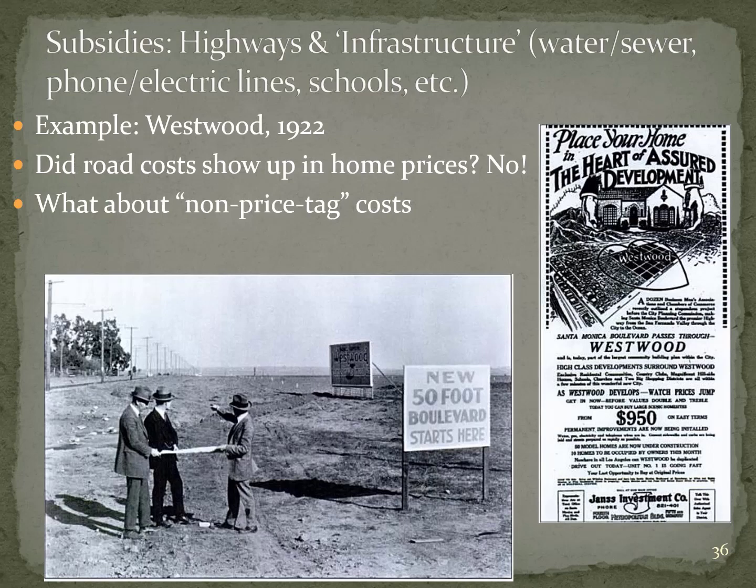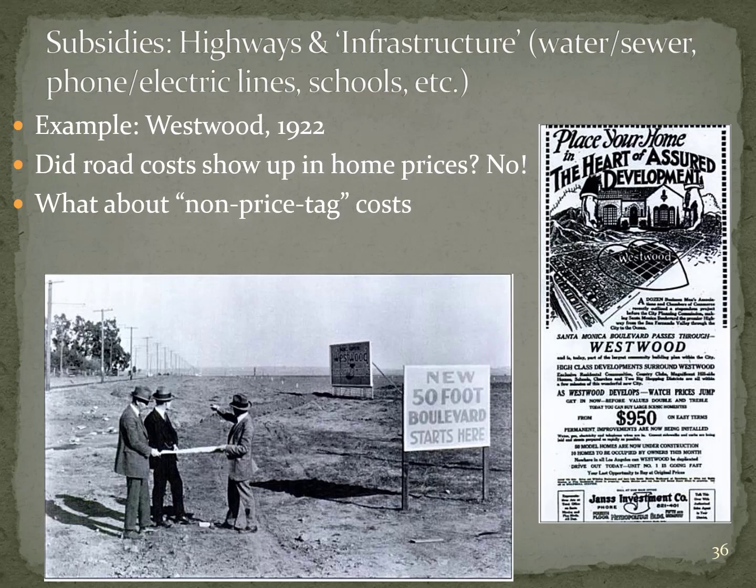For example, the community of Westwood, established in 1922. And if you look at the picture on the slide, this is where Westwood went. Look at the sort of advertisement on the right. Westwood, as Westwood develops, watch prices jump. You can get your place now, right? It's in the heart of assured development. There's nothing here now, but there will be. And you can get a great deal on living out here.